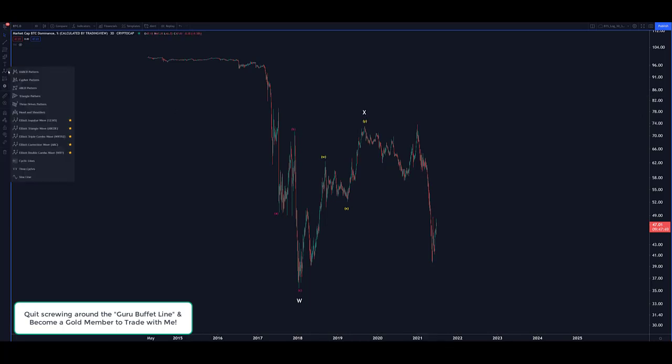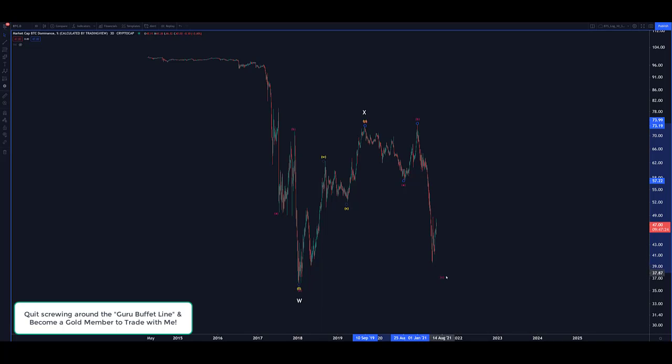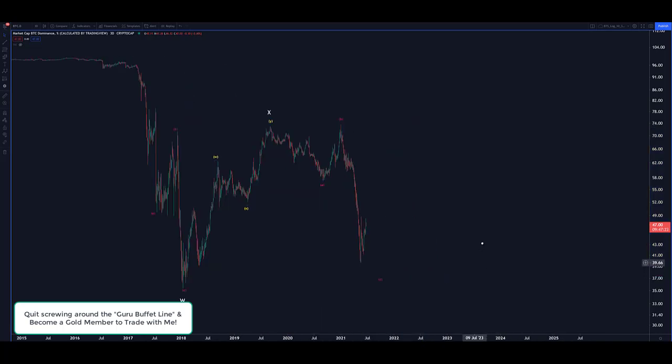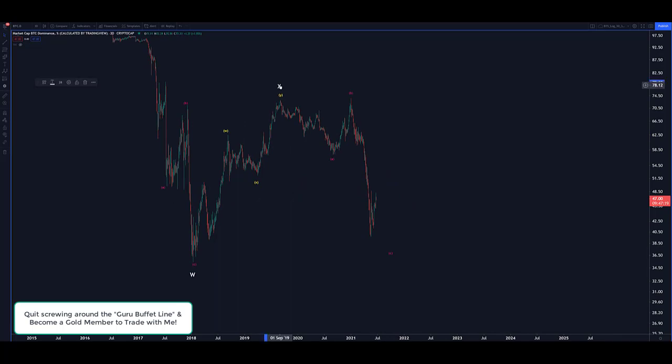Then we have this expanded flat of ABC for A, ABC for B, but note how B is higher than the origin of A, and thereby it's rising higher, and that's how you can tell it's an expanded flat. And C, is it here? That's the big question. Is the C wave here, or does it have more to go? And wherever that C finishes, that is where the X, the Y sequence will probably be positioned.